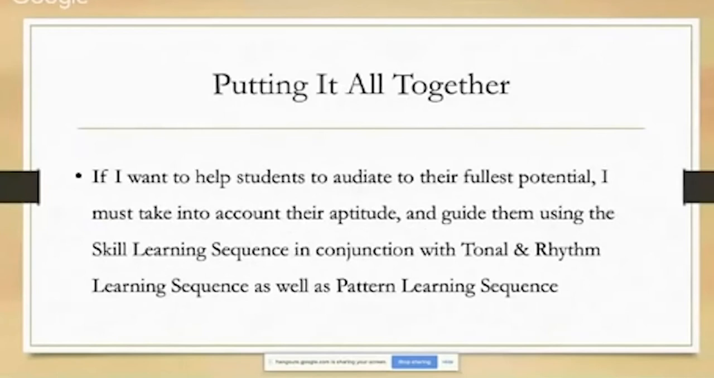All right. So putting it all together, why did we talk about this? If I want to help my students audiate at their fullest potential, I have to take into account, number one, their aptitude, which I think most MLT people buy into, the notion that we need to look at a child's aptitude in order to create instruction that is tailored to who they are as a musician and guide them. But we also have to guide them using a skill learning sequence, which is discrimination and inference learning. And we do that in conjunction with our tonal and rhythm learning sequence and pattern learning sequence.